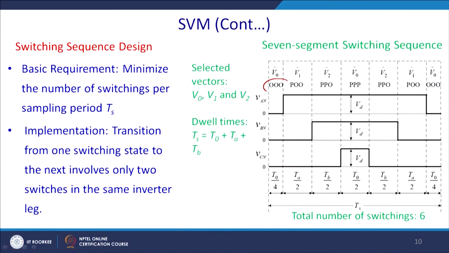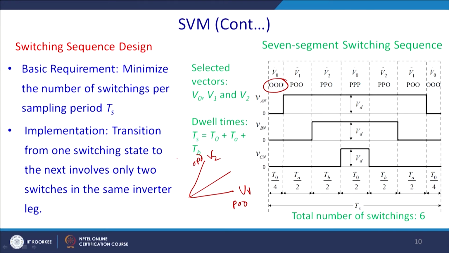So, now let us understand what should be the switching sequence, and their starting point has great importance. Consider that your starting point was OOO, that means all the lower switches are on, and you recall that you have a reference vector, this is V1 and this is V2, you will be generating V1 with POO, and V2 you will be generating by PPO.